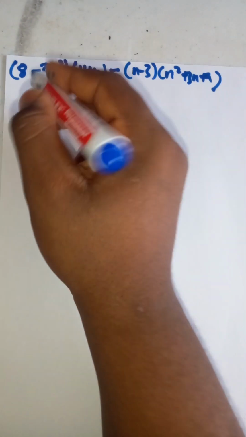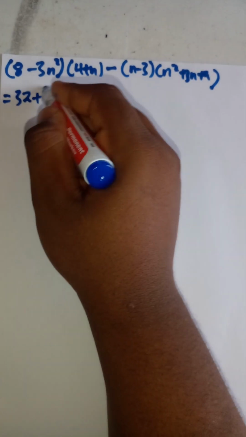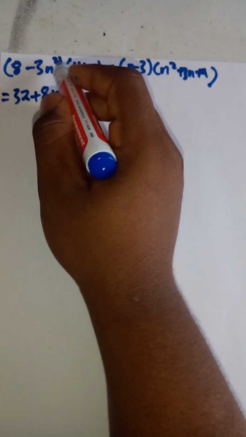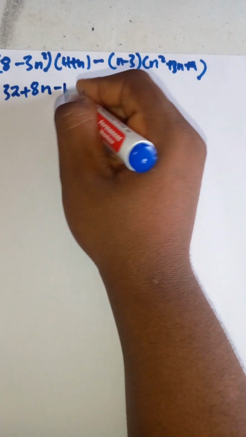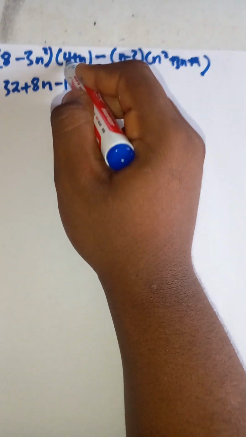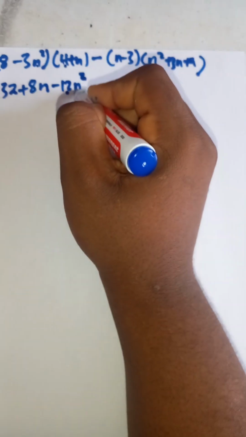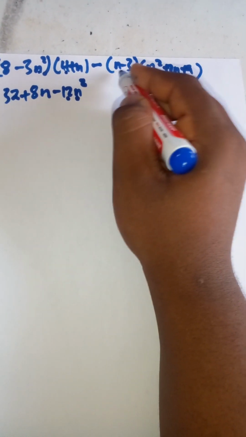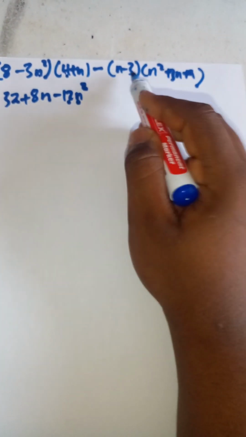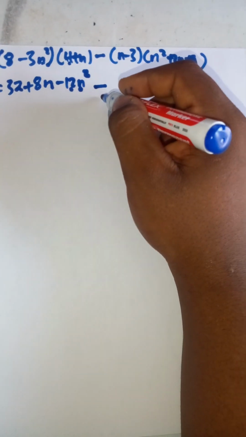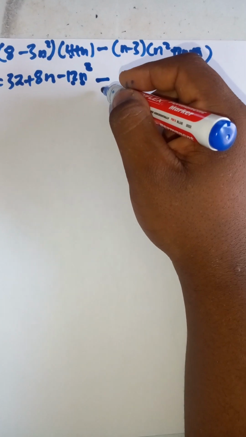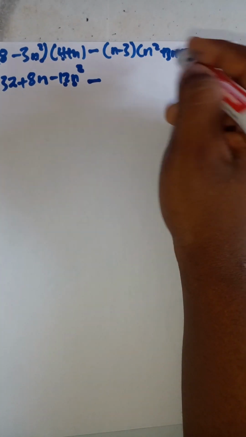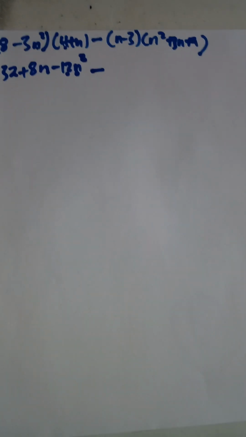8 times 4, it is 32. 8 times n, it is plus 8n. And then 4 times negative 3n squared, it is going to be negative 12n squared. 4 times 3 is 12, then n squared remains as it is. Okay, and then now we will be having these two brackets. Now, as you can see, this is a product of two trinomials, but let me just leave things as they are, right? So let me open the bracket that I have there.